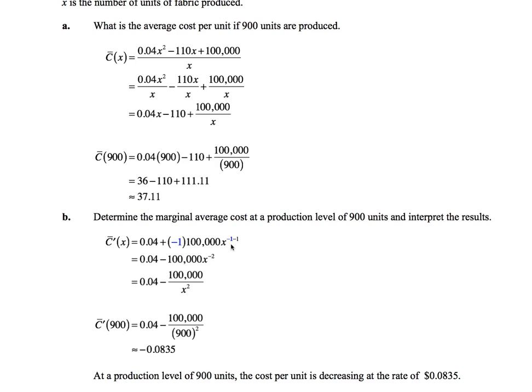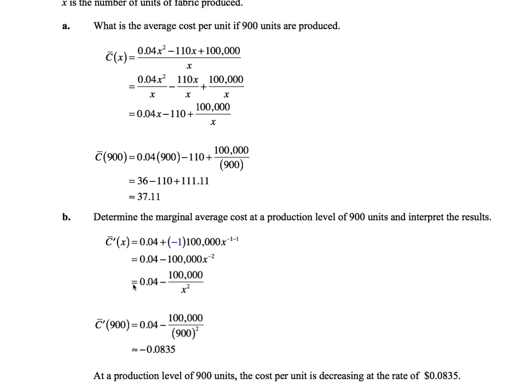And when I differentiate this term, 100,000 over x, I've written it as 100,000 x to the negative 1. Remember, I bring that negative 1 out front and I subtract 1 from that negative 1. And so now this becomes minus 100,000 x to the negative 2. Well, x to the negative 2 can be written with a positive exponent by bringing the x back down to the denominator, and changing the exponent from negative to positive.